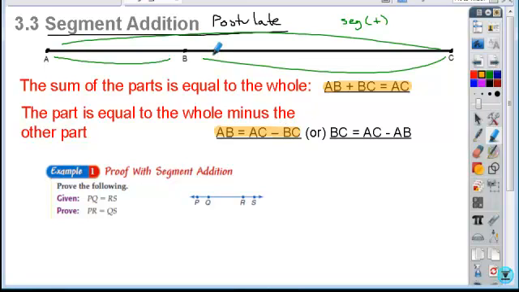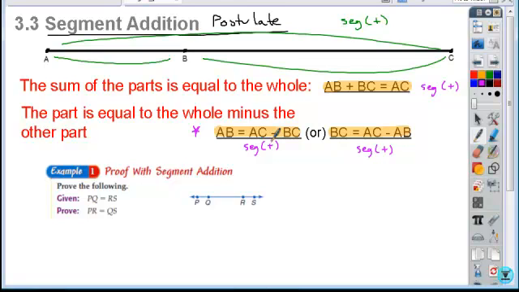And so is finding the last piece, the other individual part, BC, is equal to the whole thing AC minus the other part, AB. So all three of these are justifications by segment addition. Now, the reason these cause confusion is, are there any plus symbols in either of these equations? No. However, it's still referred to as segment addition.